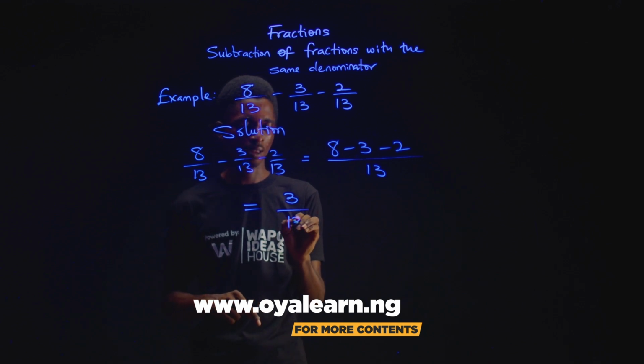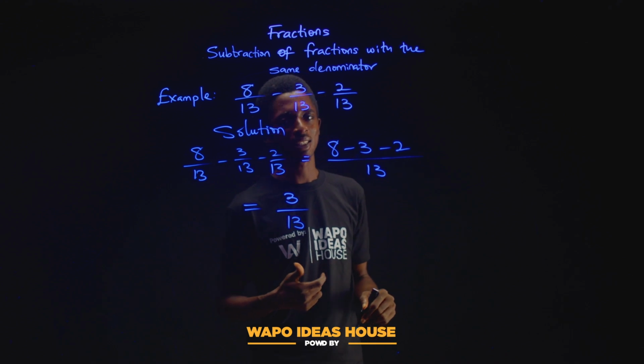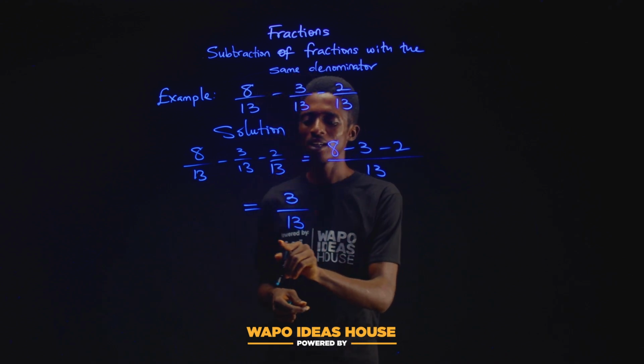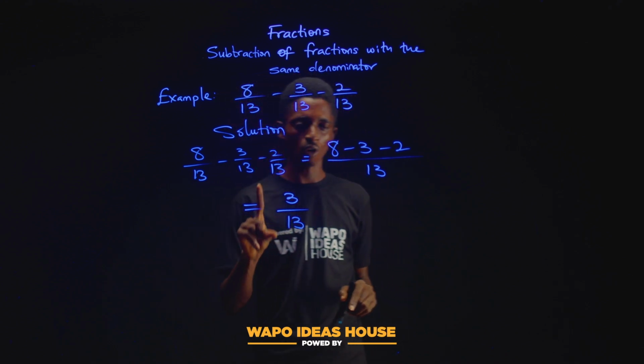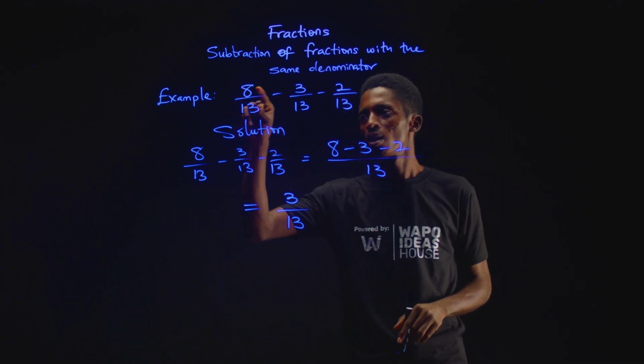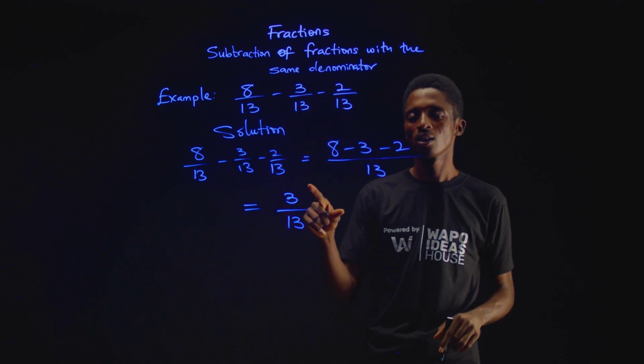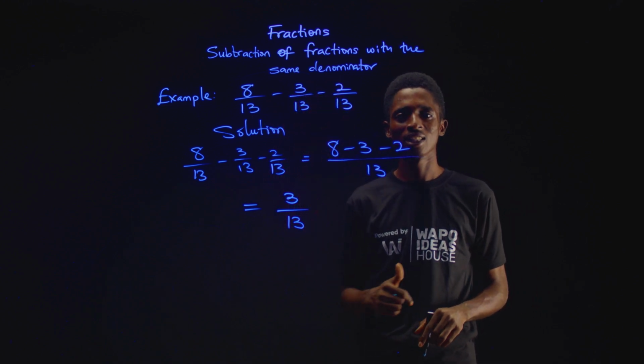over 13. There is no common factor between 3 and 13. That means this is the lowest possible term of this fraction. Therefore, we conclude by saying 8 over 13 minus 3 over 13 minus 2 over 13 will give us 3 over 13. Thank you.